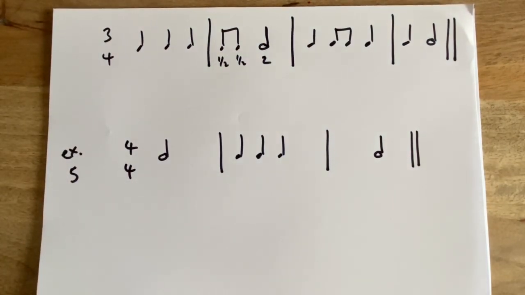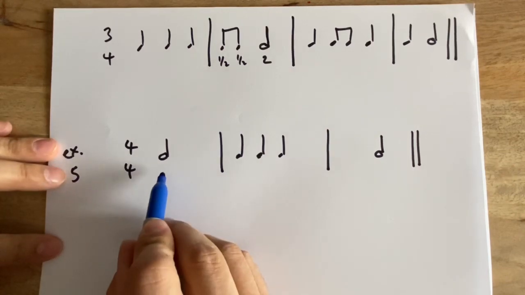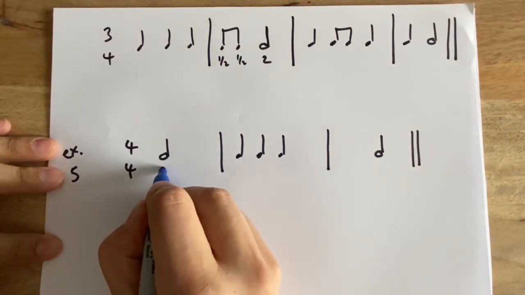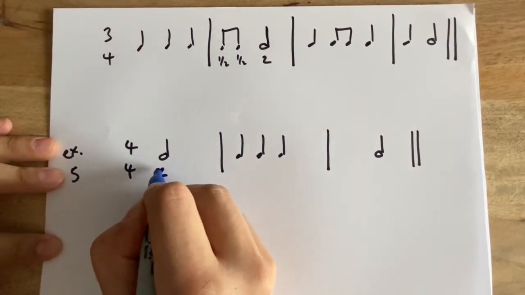What's missing in each of these bars? Now remember, they each need to equal 4 beats because of the 4/4 time signature that we've got. So it's 4/4, so it's 4 crotchets, isn't it? Crotchet is the bottom number in the time signature.